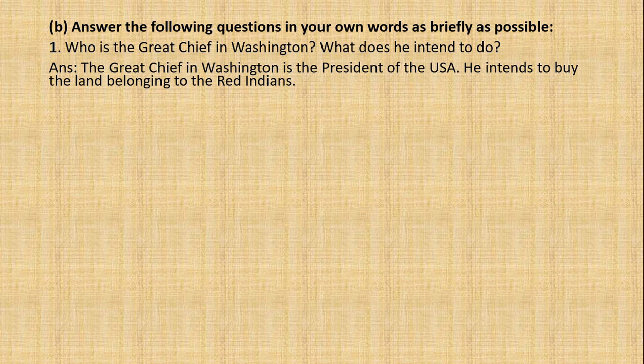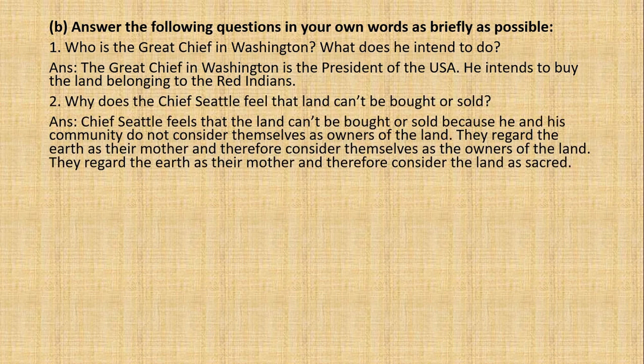So, the answer of this one, sweet and simple, short, will be: the great chief in Washington is the president of the USA, full stop. That's it. Who was the great chief in Washington? This is the answer. Full stop. He intends to buy the land belonging to the Red Indians. That's it. To the point, precise, short, and simple. Over. Next one. Why does Chief Seattle feel that the land can't be bought or sold?